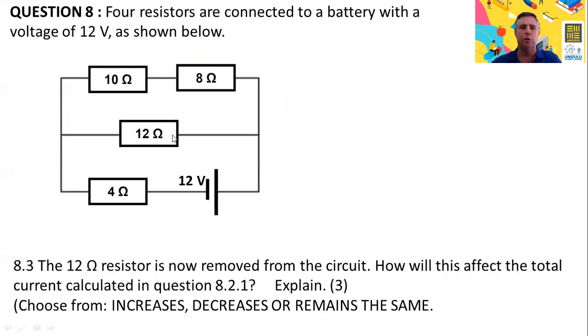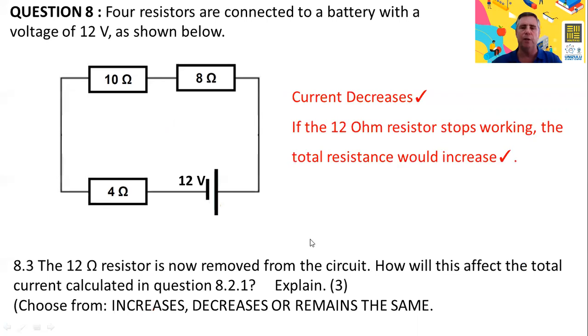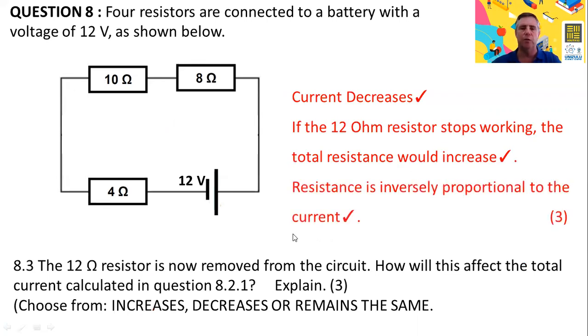The last question says, if you remove the 12 ohm resistor, how will that affect the total current calculated? Now let's remove the 12 ohm resistor. In fact, by removing a parallel branch, the total resistance becomes more because we now just add them. 4 plus 10 is 14, plus 8 is 22 ohms in total. So the current decreases because the total resistance increases, and resistance is inversely proportional to the current. They often ask a question like that, what happens if you remove a resistor?